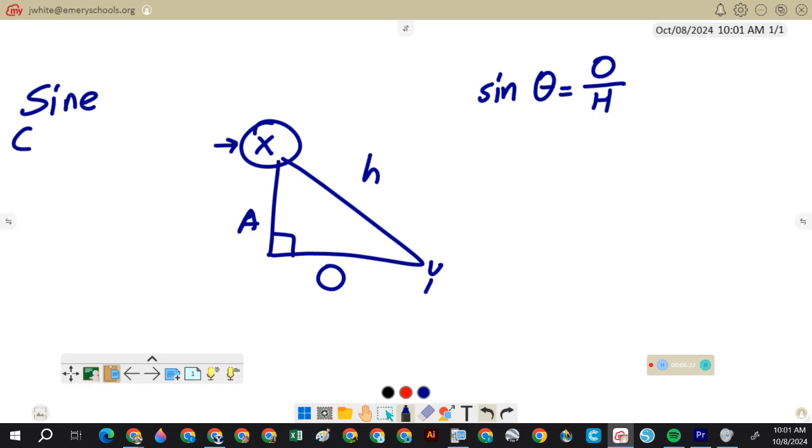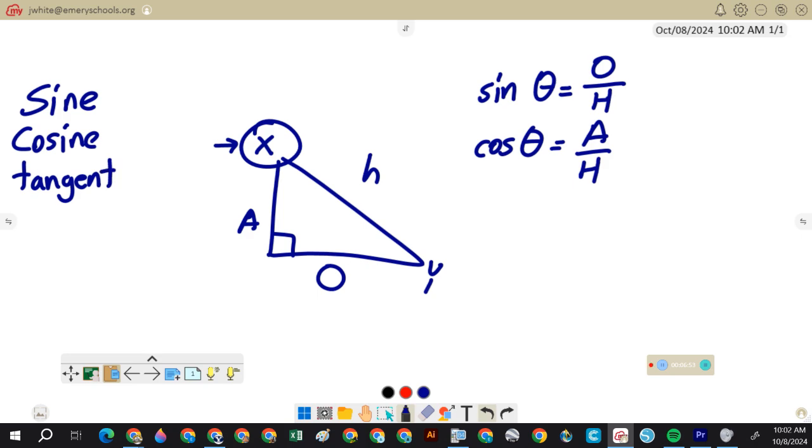And then the next ratio is called cosine, and we abbreviate the cosine C-O-S. Don't say cos or cos. The cosine of theta is simply the A side divided by the H side. Okay, and that'll make a little bit more sense here in a minute. The third ratio is called the tangent. And the tangent is abbreviated T-A-N, and that is the name of the ratio where you take the O side and divide the A side. Okay?